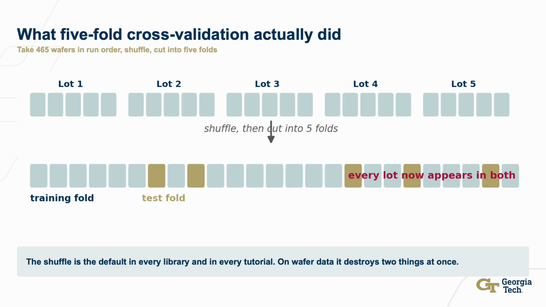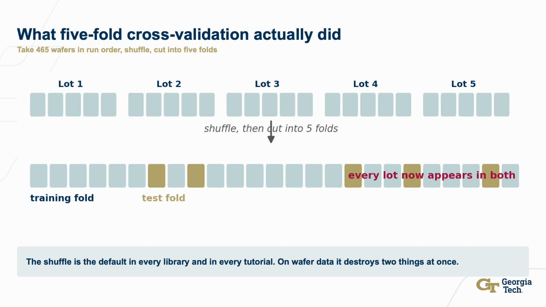Let's look at exactly what 5-fold cross-validation did. We start with 465 wafers in run order organized into lots. 25 wafers per lot processed one after another in the same chamber on the same day. Then we shuffle. Every wafer gets a random position and we cut the shuffled sequence into 5 folds.